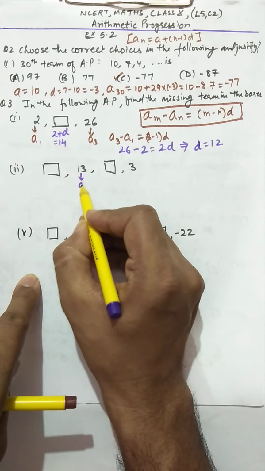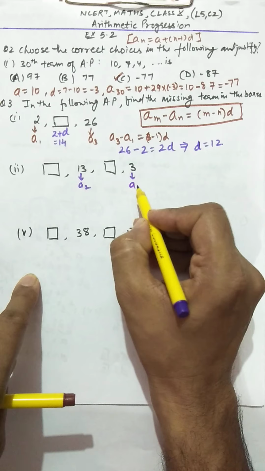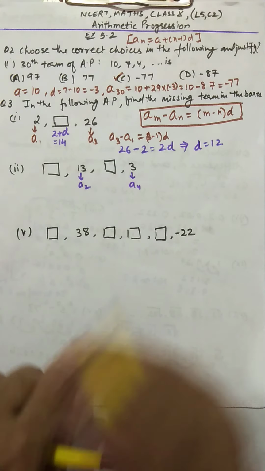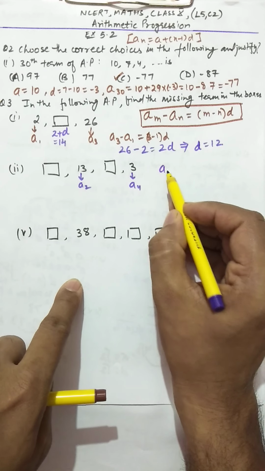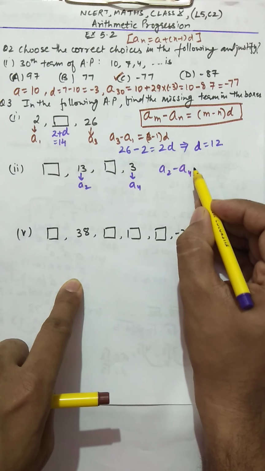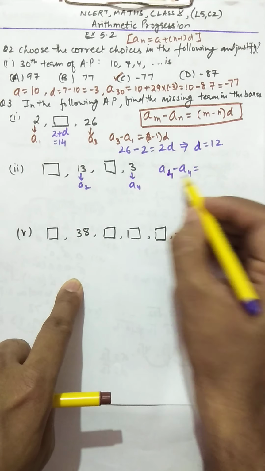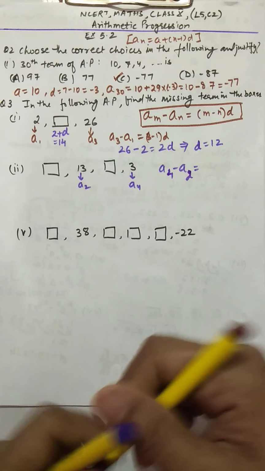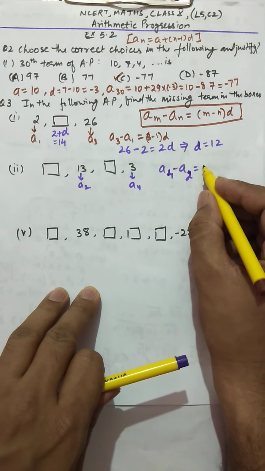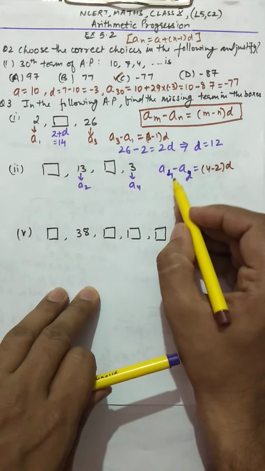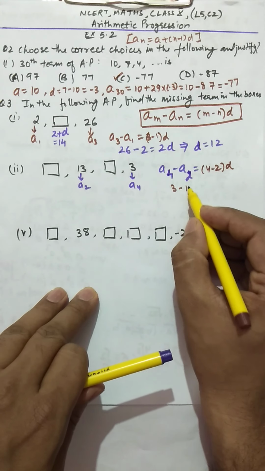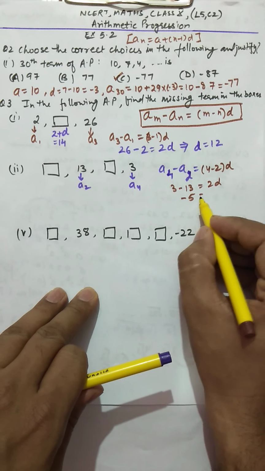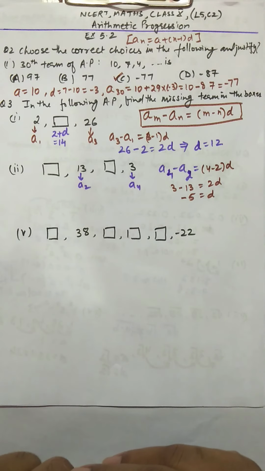This is your a2 and this is your a4. This is a1, a2, a3, a4, you have to see. So again you can apply this formula. a2 minus a4 you may do, or you can do a4 minus a2. The bigger term you may take earlier. So this is going to be (4 minus 2) into d. So a4 is 3 and a2 is 13, and this is going to be 2d. So d is going to be minus 5.